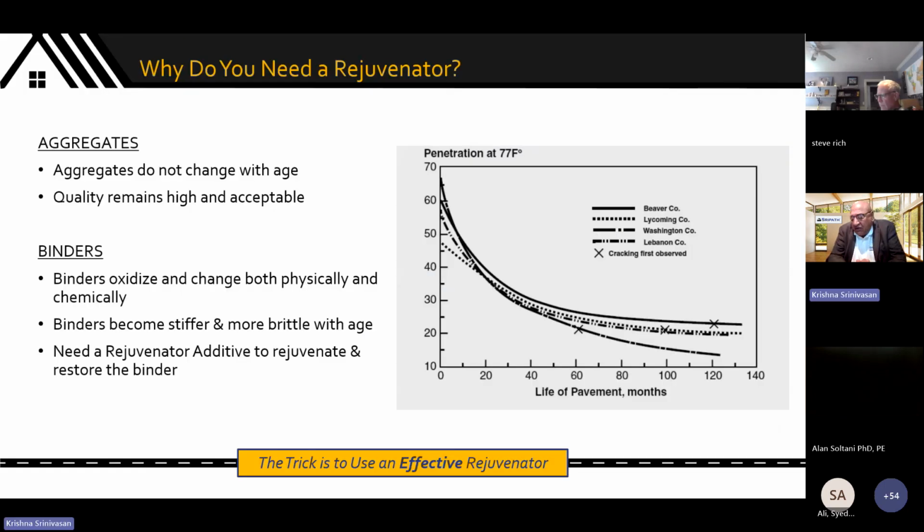So why do you need a rejuvenator? We've spoken so far about how to design with RAP. Now let's talk about a rejuvenator. Why do you really need a rejuvenator? This chart comes to us courtesy of the University of Wisconsin.